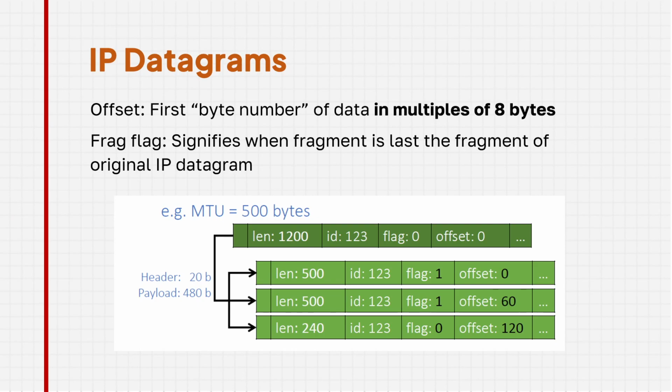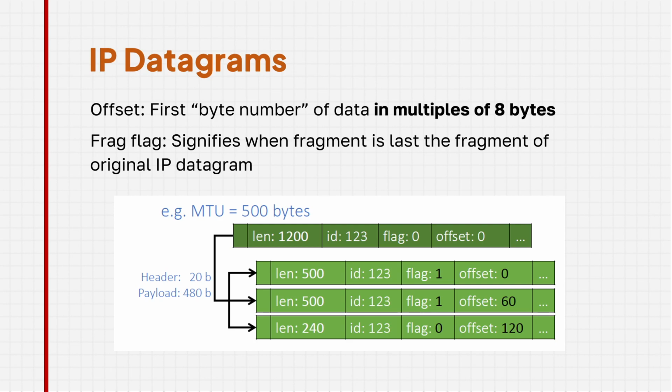If it's the last one, we put 0. And finally, we have the offset. Offset tells you the first byte number. However, this is provided in multiples of 8 bytes, not 8 bits. Okay?